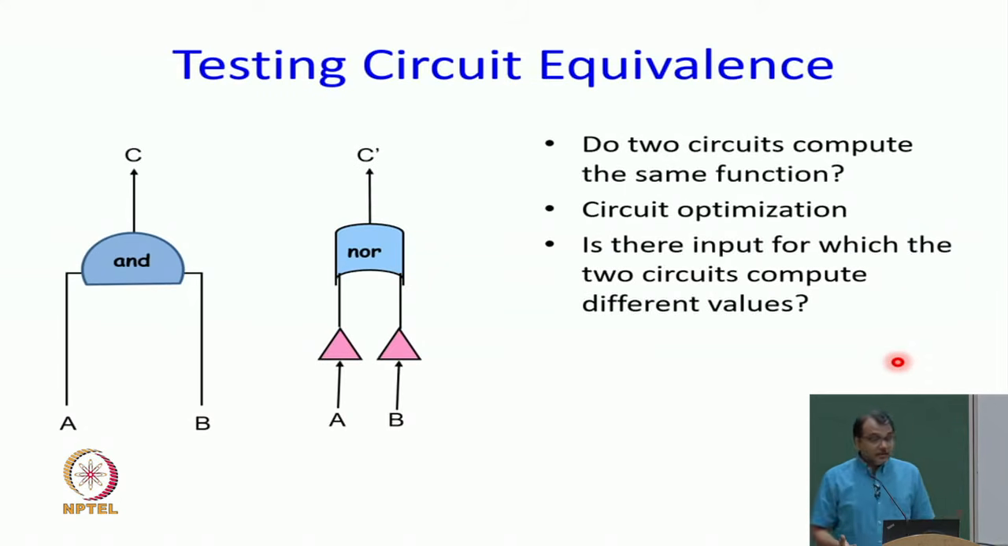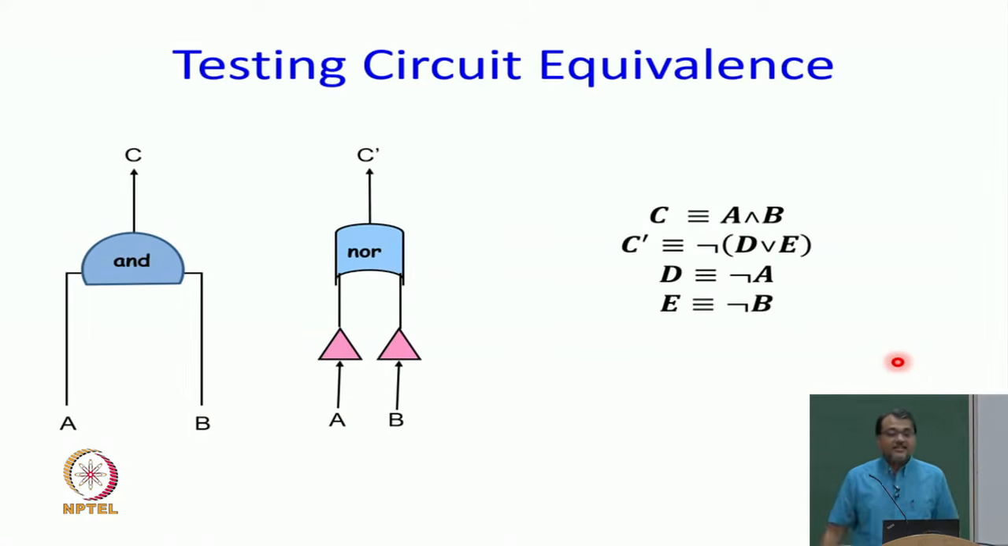So let's do this. The first step we will do is we will encode the current logical formulas. So you will say C is equivalent to A and B, C prime is equivalent to not D or E, D is equivalent to not A, E is equivalent to not B. I have defined intermediate variables D and E for this point. This is good so far. Now the next question we want to ask for a satisfiability problem to check circuit equivalence is, what else do I add to my formula?